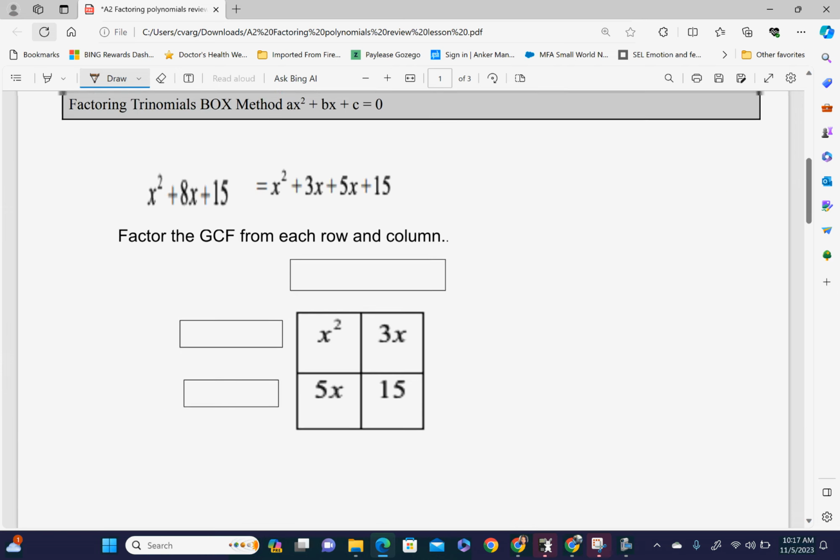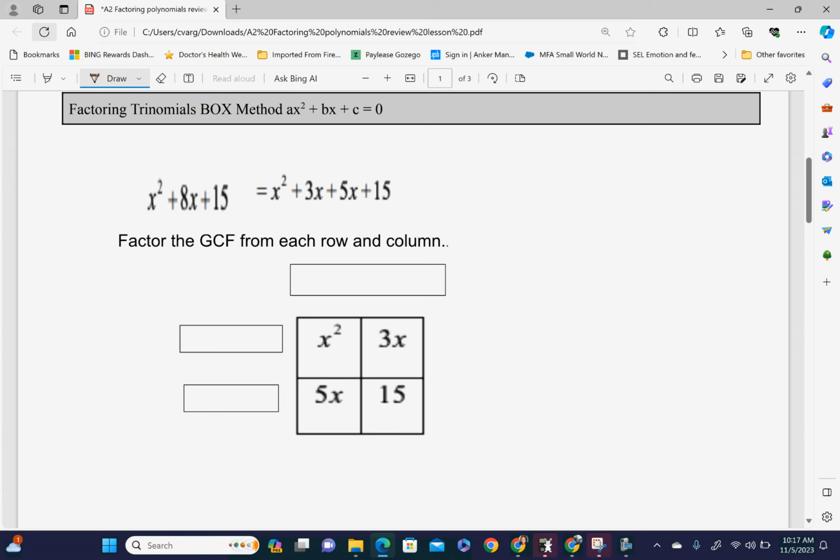All right. So factoring trinomials. Trinomial just means you have three terms. 1, 2, 3. You cannot combine these. So we're just factoring here. We're not solving. We're not looking for x. We're just breaking it down into smaller parts.